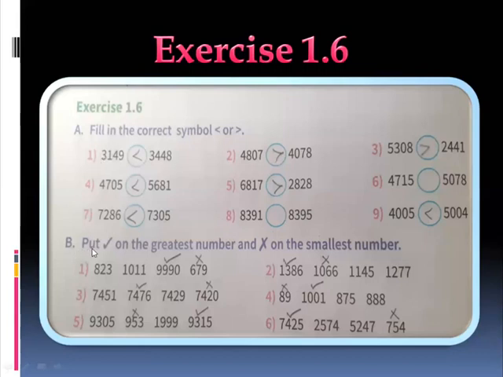Next, B. Put a right mark on the greatest number and a wrong mark on the smallest number. First one: 823, 1011, 9990, and then 679. In this first one, there are 4 numbers. Which is the greatest number? This one, 9,990, because see, here only 3 digits are there. Here also 4 digits. In this number, 4 digits, and here 3 digits.